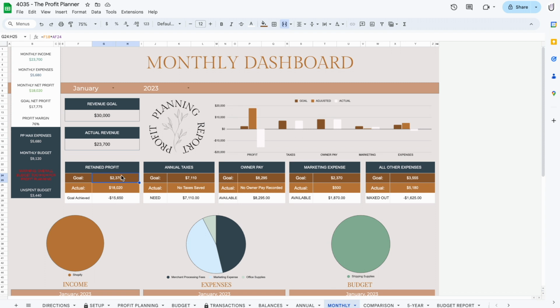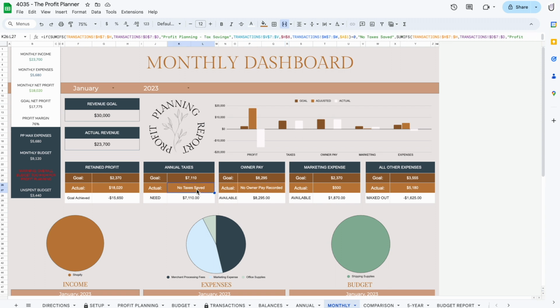So when you're looking at that profit retention here, even this is going to say that your profit retention goal is 2,300. It's going to look like you made your profit goal if you see your net profit here, but remember that profit retention is based off of other balance sheet items. So if our profit retention was 2,300 and our actual profit was 1,820, which matches what you see here, you can see that's because we haven't paid ourselves and we haven't paid our taxes yet.